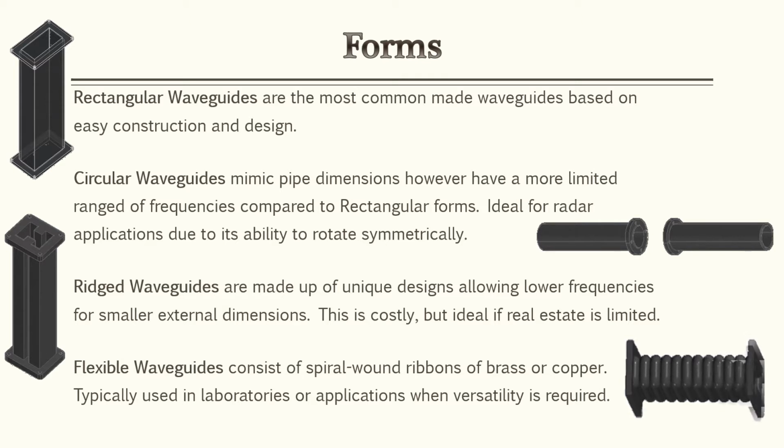The third type we have is the rigid waveguide. This usually consists of any type of unique design, used where real estate is at a premium in the facility you're using it in, but it's usually more costly. The last type we have is the flexible waveguide. This one can bend and flex a little bit, but it's not typically used for permanent applications. They're great for temporary applications, or in this case, laboratories, or any type of application where versatility is required.